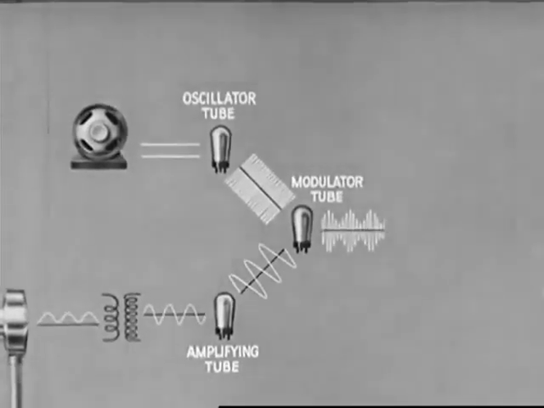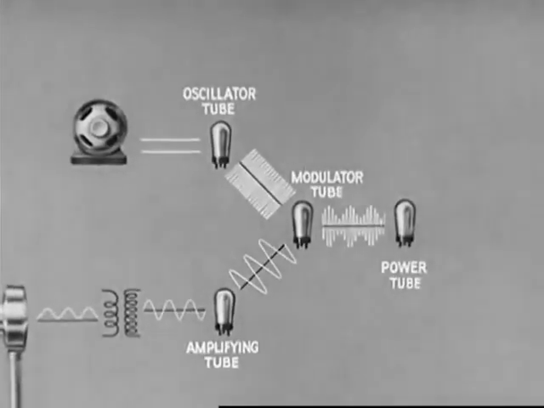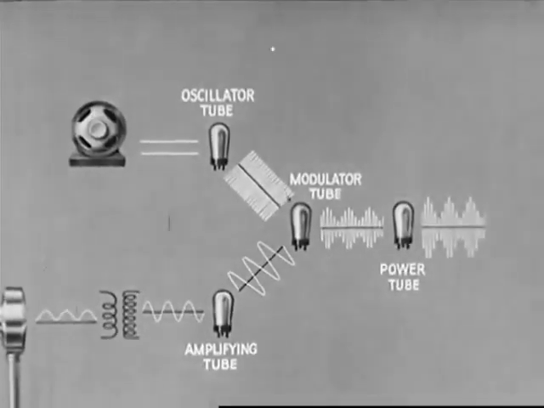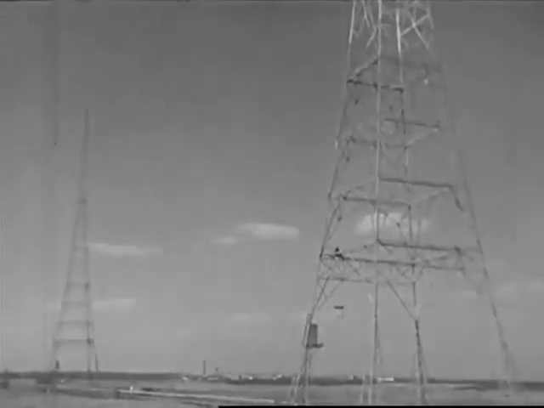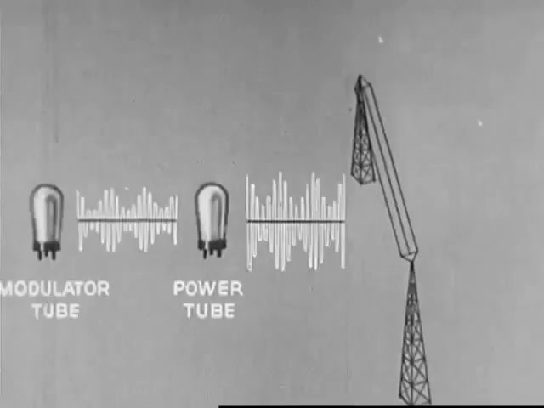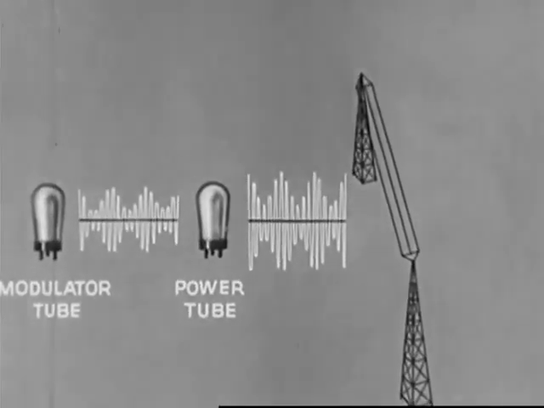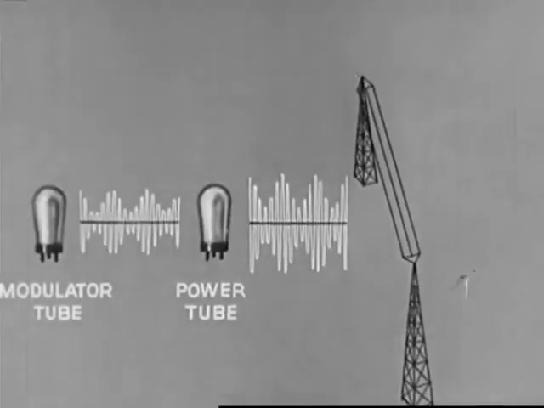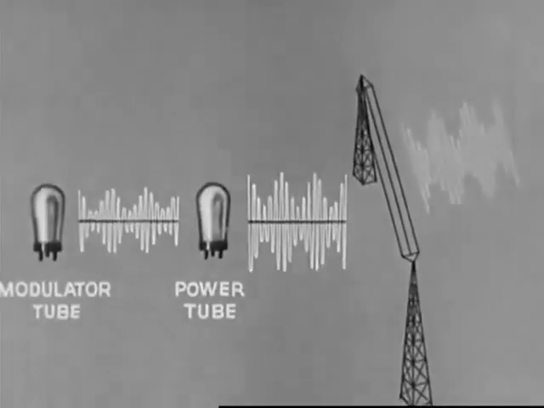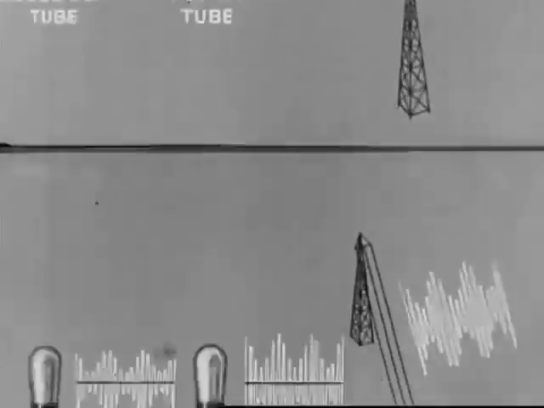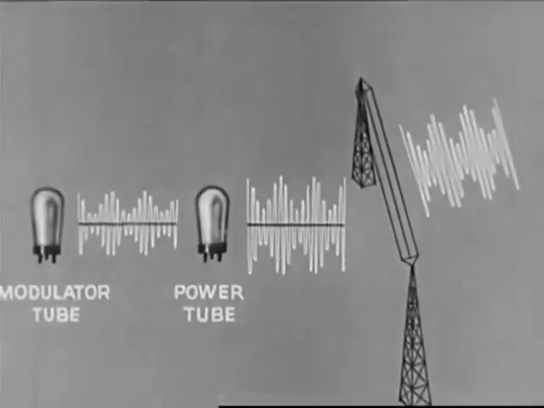To review the events, the modulated radio frequency current coming from the modulator goes to the power tubes. The power tubes boost the current, and radio waves are sent out in all directions. Thus, from the power tube, the modulated radio waves go to the antenna. The radio messages leave the antenna as electromagnetic waves and travel out into space with the speed of light.